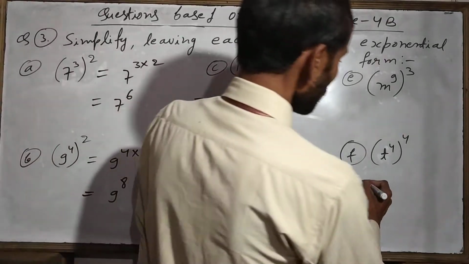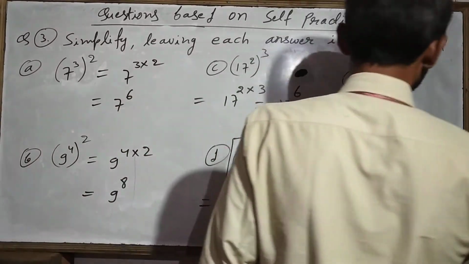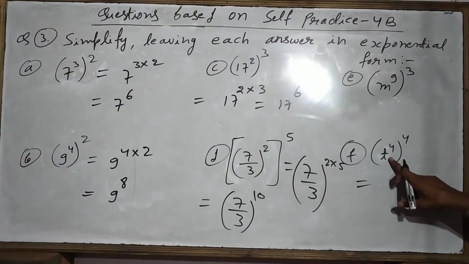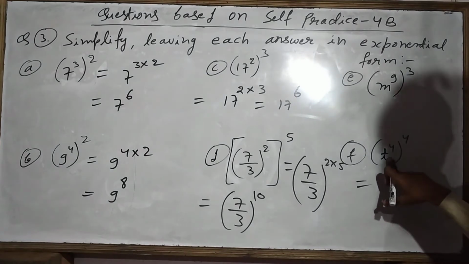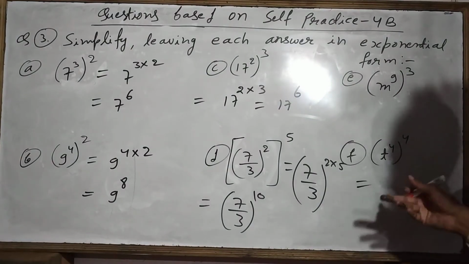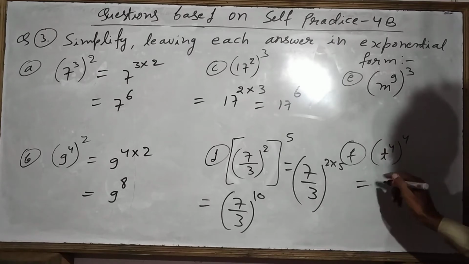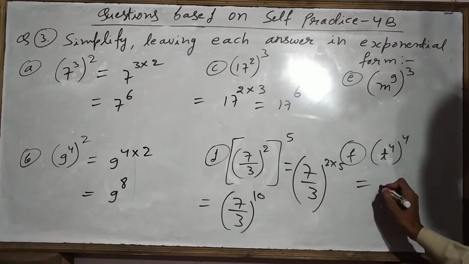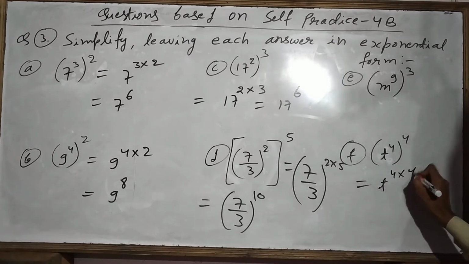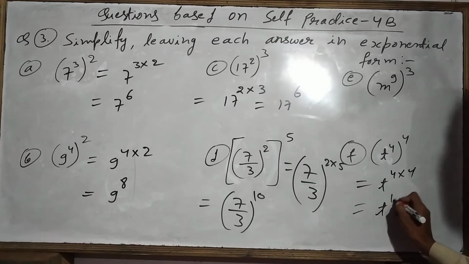Next one, t power 4 and whole power 4 is there. This one is a variable, so there will be no issue, either variable or constant. Okay, then 4 into 4 it will multiply, t power 4 into 4, it will come t power 16.